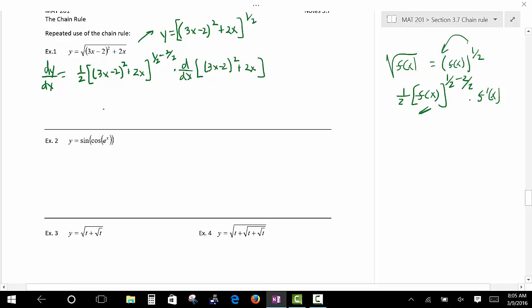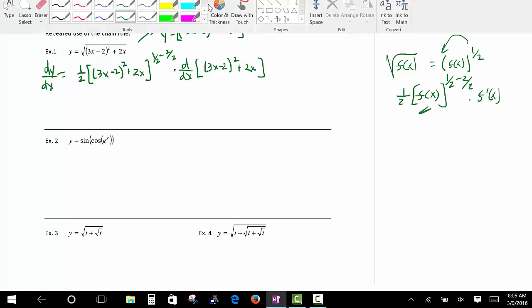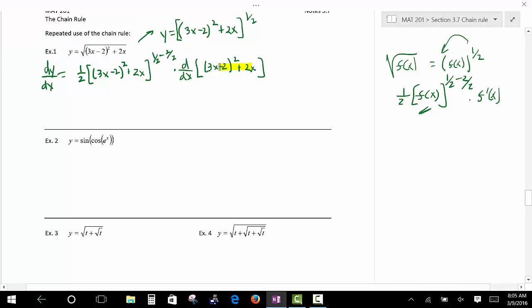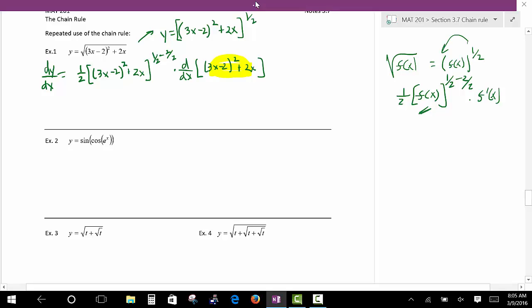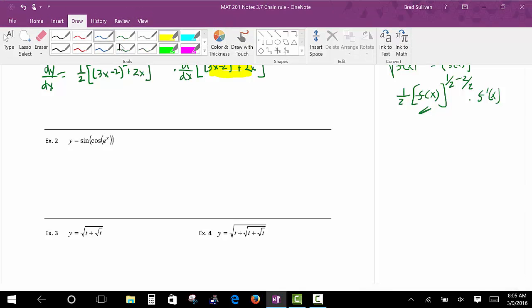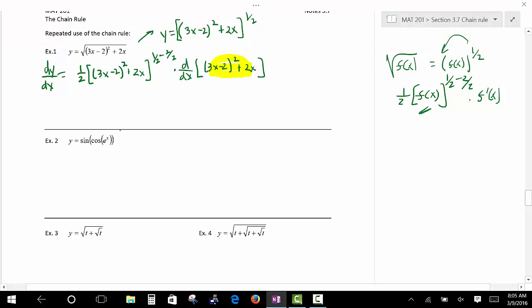Okay, so now we're going to focus on just that derivative right there, and then we'll simplify a little bit. I'm not going to simplify totally on this, but somewhat. So the next step, I'm going to bring this down. That's going to be 1/2 times (3x minus 2) to the second plus 2x, to the negative 1/2 power. We just leave that alone. We could, at the end of the problem, make that into a negative exponent if we wanted to. Now let's focus on this.